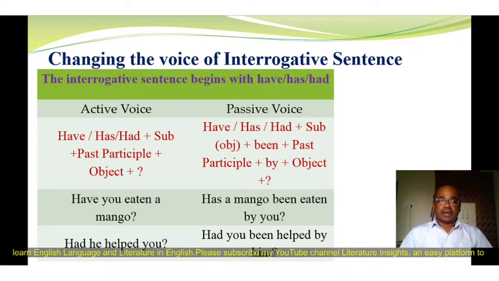So here I have given examples. Have you eaten a mango? In passive voice, has a mango been eaten by you? Had he helped you? Had you been helped by him? So these are the examples of interrogative sentence begins with have, has and had.